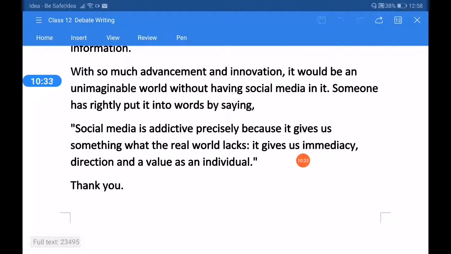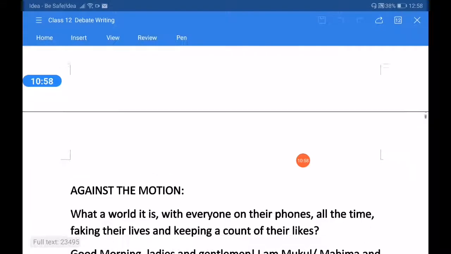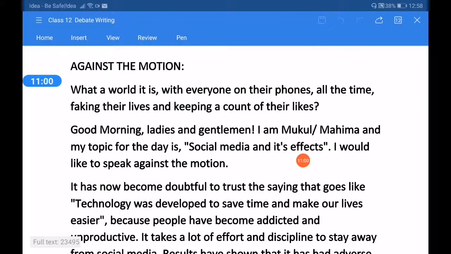With so much advancement and innovation, it would be an unimaginable world without having social media in it. Someone has rightly put it into words by saying social media is addictive precisely because it gives us something the real world lacks. It gives us immediacy, direction, and a value as an individual. Thank you.